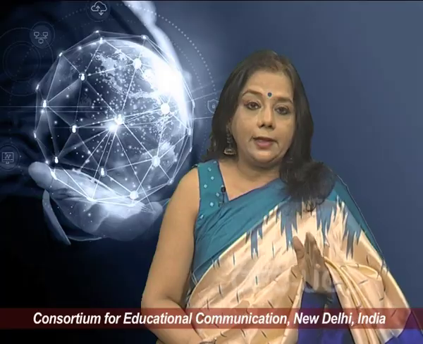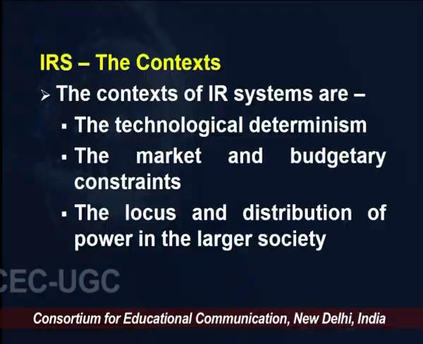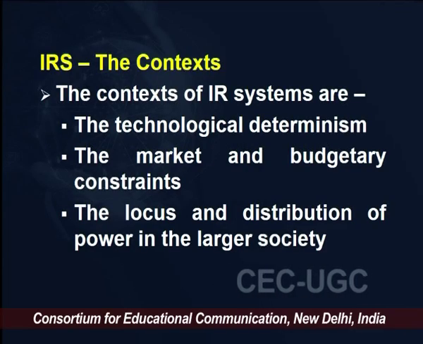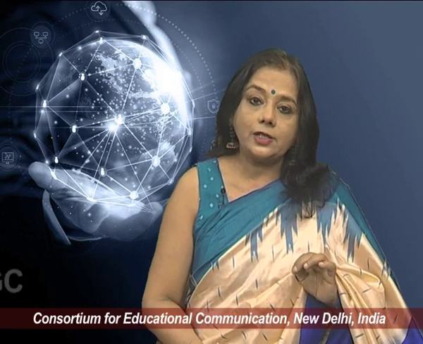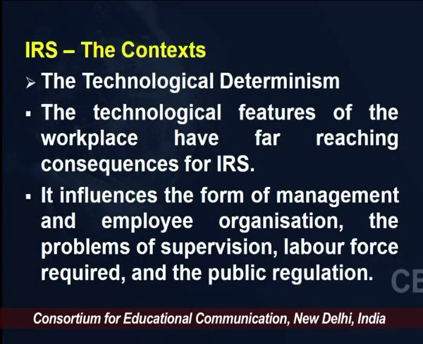Now, the second element of the industrial relation system is the context. So, the context of IR systems includes the technological determination, the market and budgetary constraints, and the locus and distribution of power in the larger society. So, when we talk about the first element of the context, the technological determination, technological features of the workplace have far reaching consequences for the industrial relation system, because they influence the form of management, employee organization, the problems of supervision, the labor force required, and the public regulation.